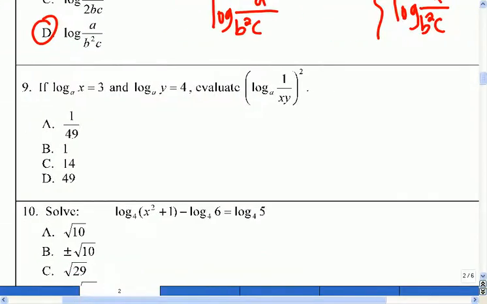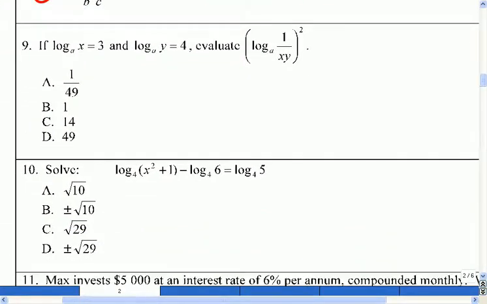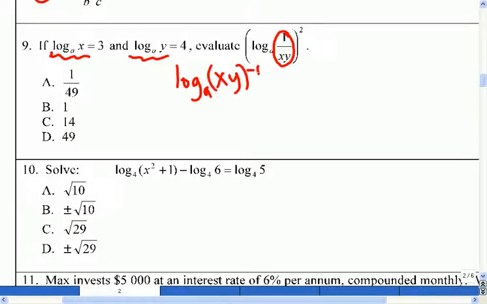Okay. So this time we're going to take a look: if log A of x equals 3 and log A of y equals 4, can we evaluate this? Our goal is to get this expression in terms of log A of x and log A of y. So the first thing that we've got a problem with here is this reciprocal. But fortunately, being in Math 12 honors, I know that all I've got to do is raise it to the negative 1. Okay? So that way I can get rid of that fraction.